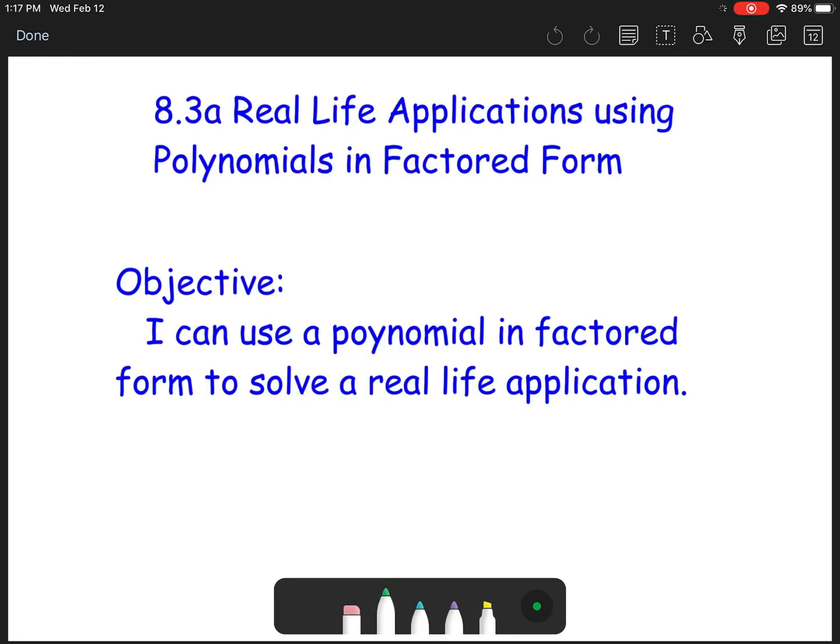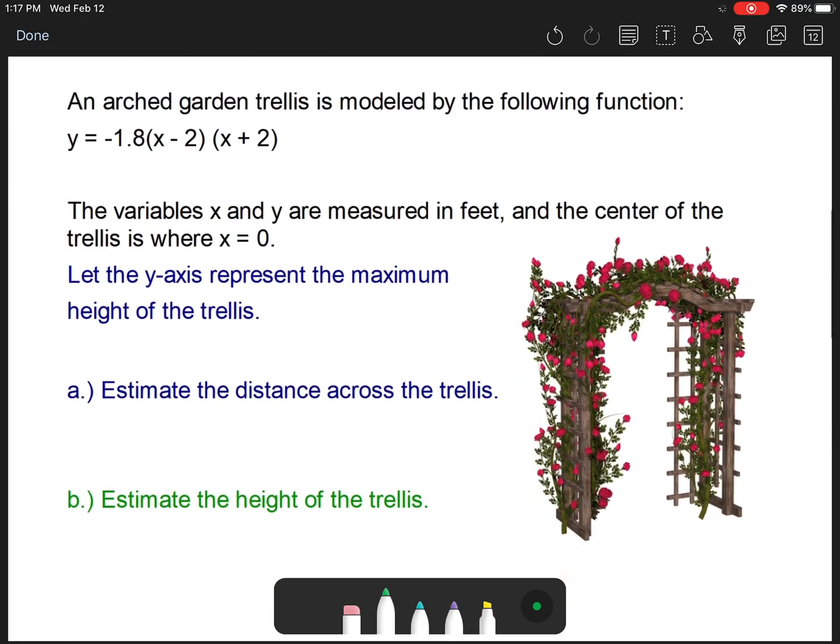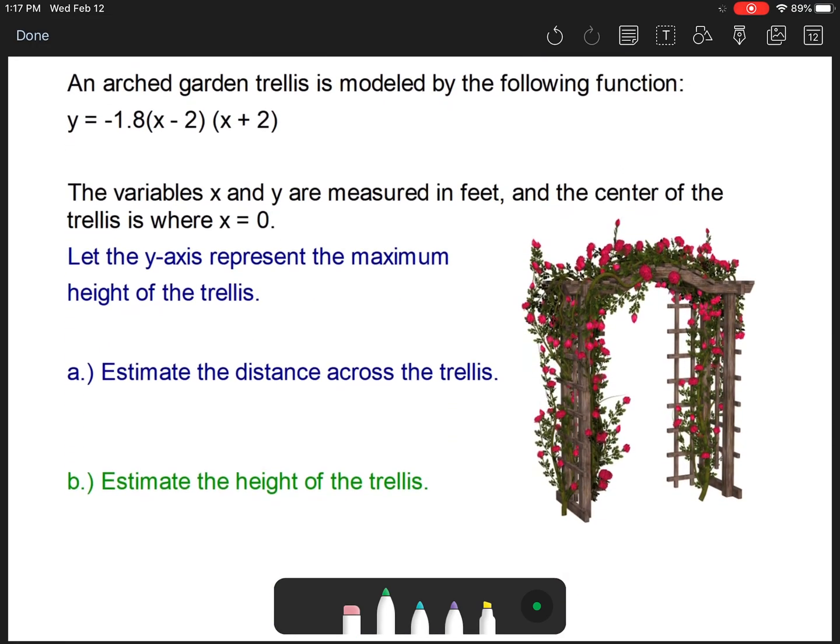8.3a is on real-life applications using our polynomials in factored form. So if you think back, this arch shape or parabola shape is actually found in a lot of different places in real life. Anytime you see an arch or a U shape, that's a parabola. So we're going to use that fact to answer some different questions.